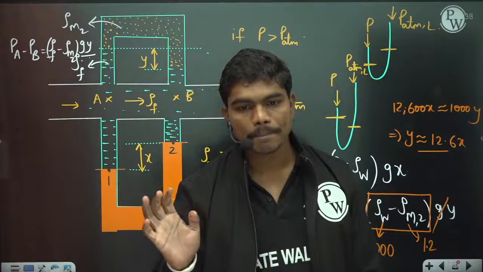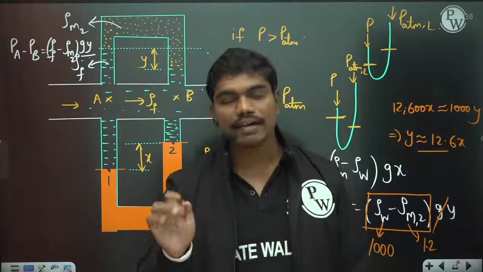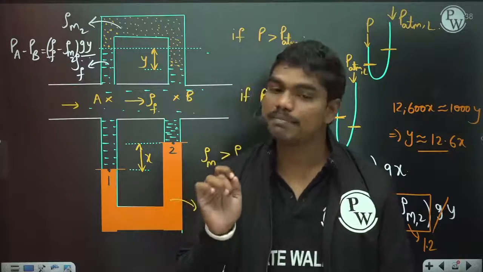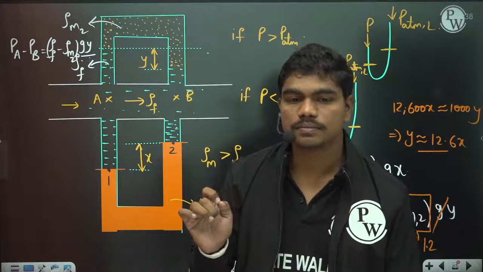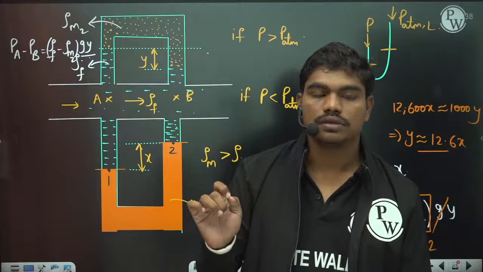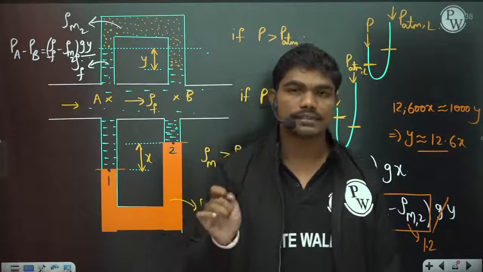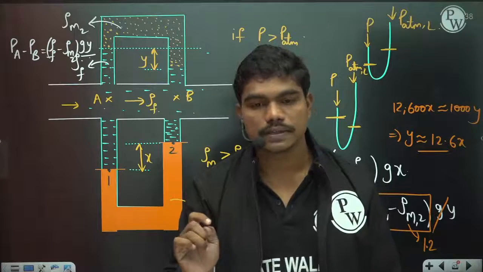Clear? Is this clear to all of you? Did you all understand clearly why inverted tube manometers give you better accuracy in pressure measurements? Yes or no? Type in the chat box. Clear? Did you all understand why inverted tube manometers give you better accuracy as compared to normal U-tube differential manometers?